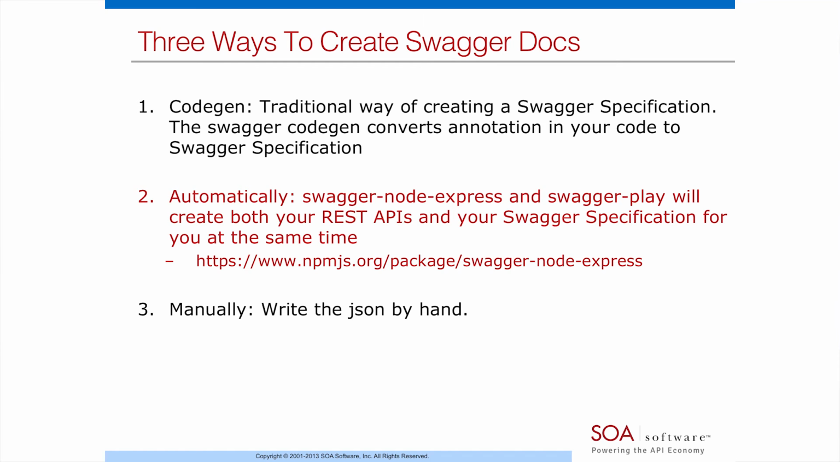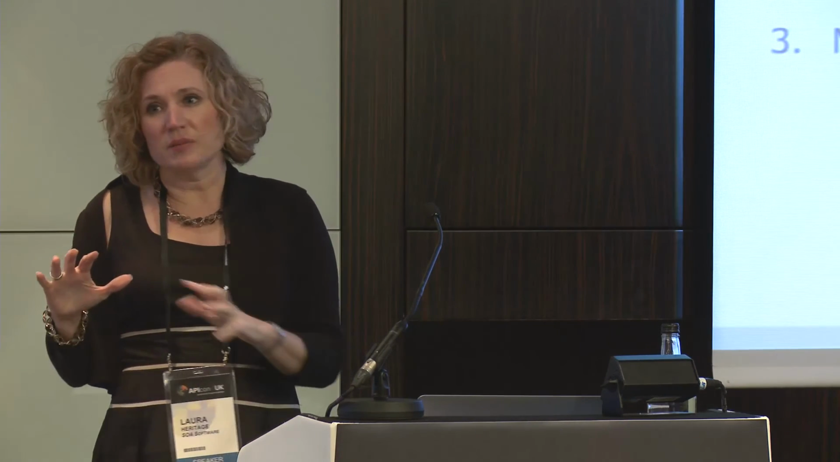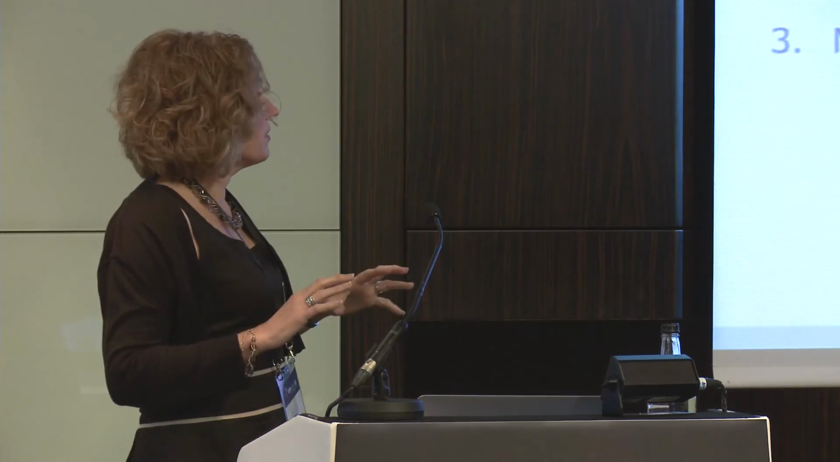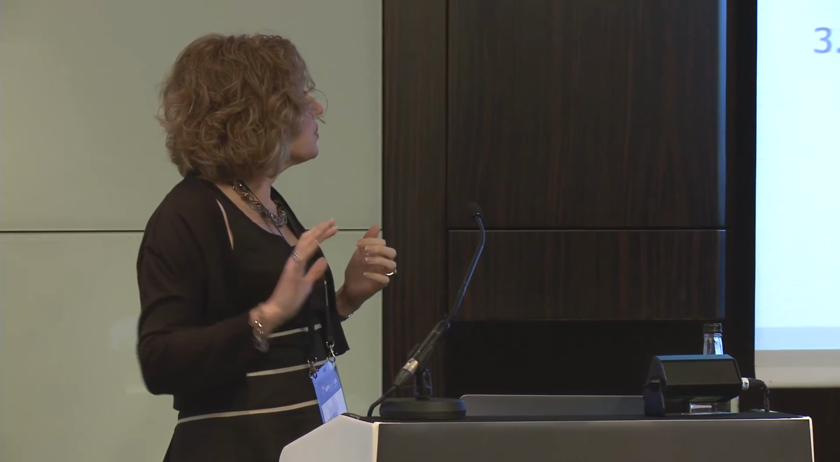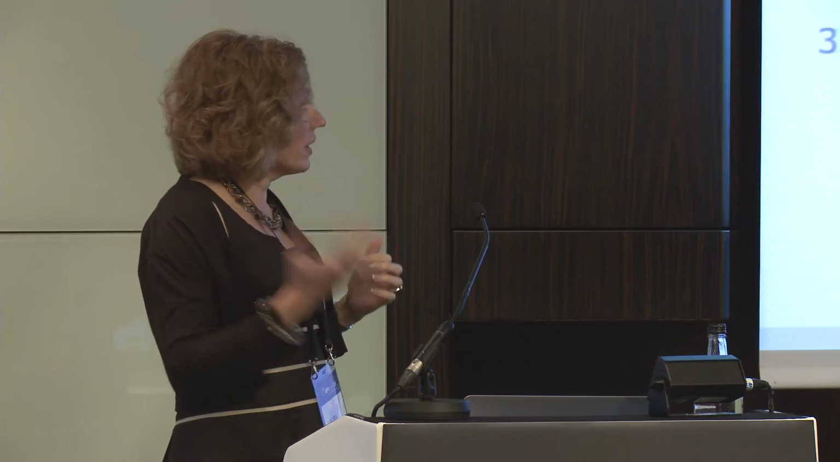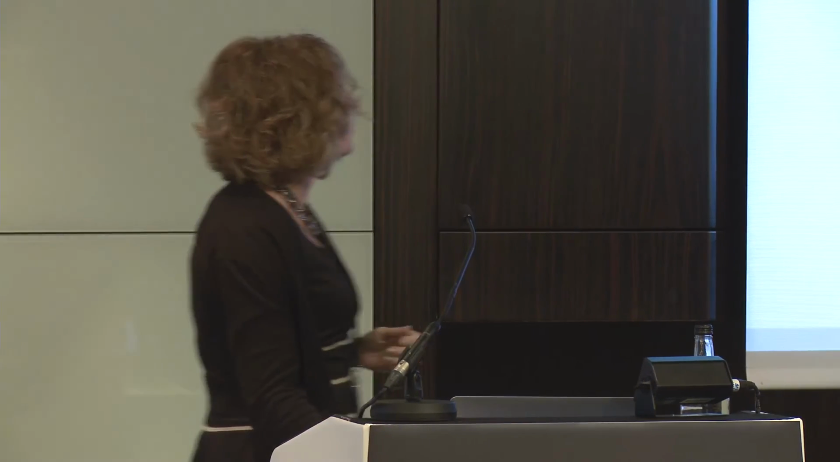The one I played with, because it seemed the most fun, was automatically. So I used the Swagger Node Express and the Swagger Play, where you actually embed the Swagger documentation into your code, and it generates the specification right as your code is running. That's pretty cool, like I said. However, for an enterprise, I don't know if you want to embed your API description language in your code like that, but it was pretty cool.